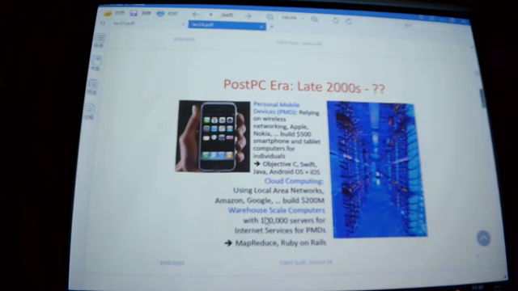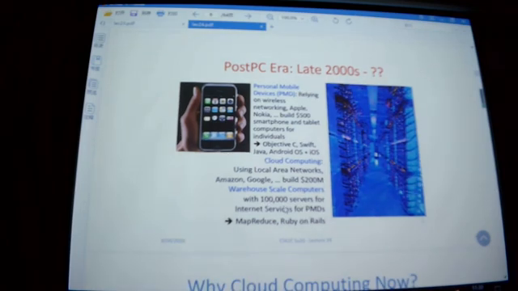Yeah. Warehouse scale computers, we can see internet service for PMD, MapReduce, Ruby. These are some technologies for big data, especially MapReduce. MapReduce is a good technology from Google. This technology was created in 2005 or 2006. So this is the basic technology of big data.